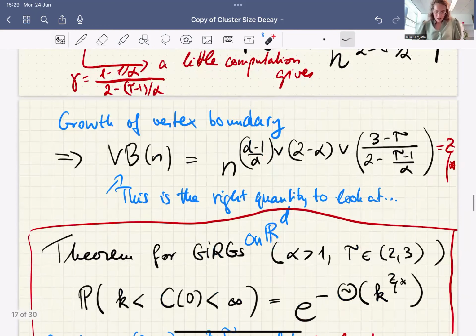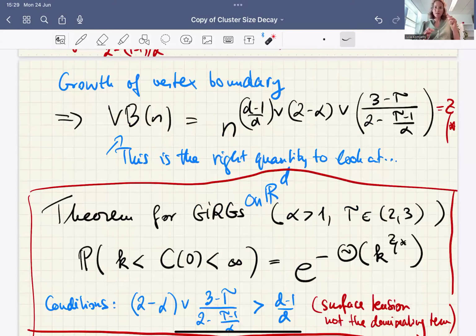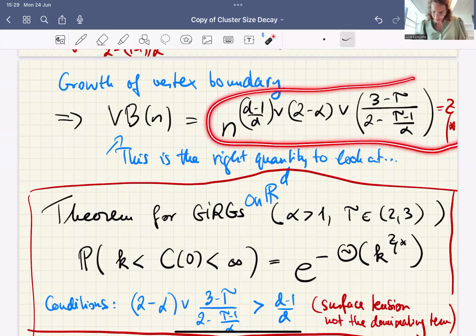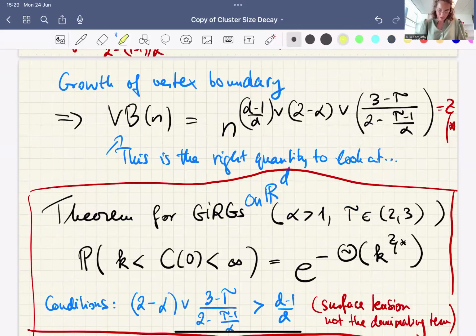Okay. Because we counted three types of edges, short edges, long edges, and these vertices with high mark contributing to the vertex boundary, the vertex boundary is, of course, n to the maximal power among the three that we computed, which is d minus 1 over d, then 2 minus alpha for the long edges, and then 3 minus tau over 2 minus tau minus 1 over alpha for these high degree vertices. Okay, so actually it turns out, and this is what we prove, that this is the right quantity. If you want to generalize the questions for Bernoulli percolation, the vertex boundary is the right thing to look at.